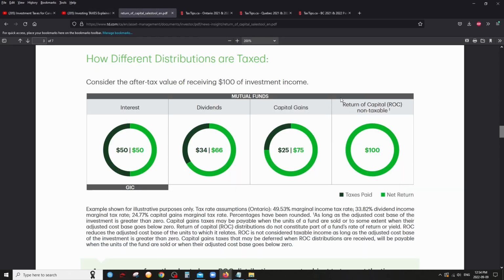But essentially, I like to put ROC or consider ROC in the same category as capital gains, because although ROC is not taxed now, it lowers your adjusted cost base or your share price, which basically means it's deferred or delayed capital gains. So just to make our lives easier, everyone, these are really the three categories: capital gains, eligible dividends, and then there's the worst one, interest income.